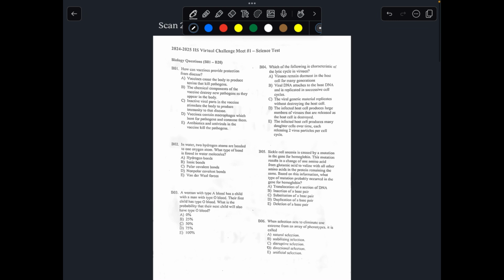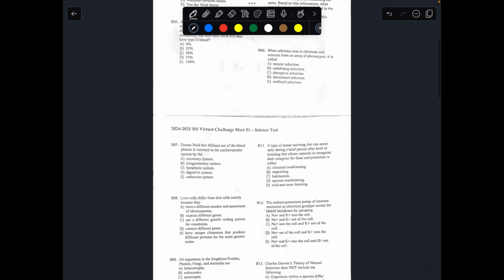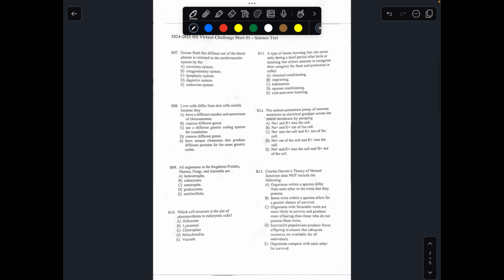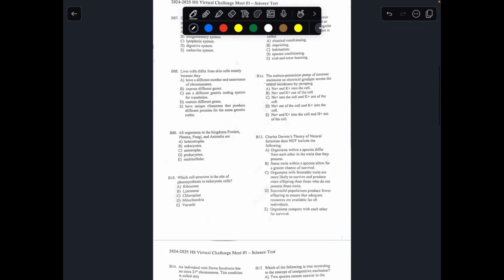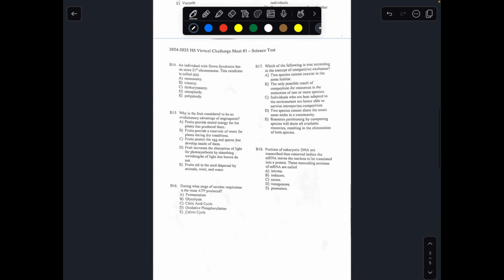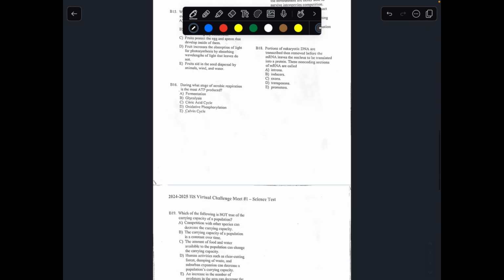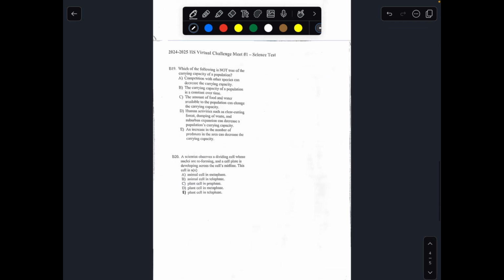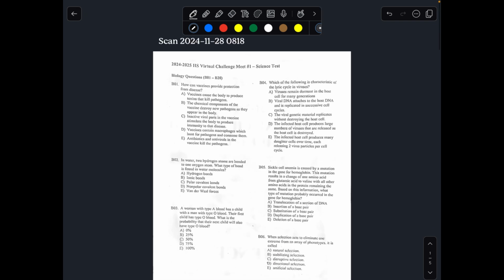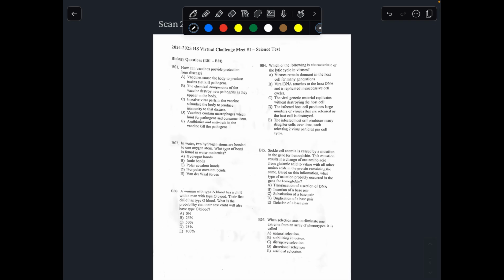These are the questions from numbers 1 to 6. These are the questions from number 7 through 13. And these are the questions from 14 to 18. And these are the last two questions. Now I'll get started with answering all 20 questions of the exam.